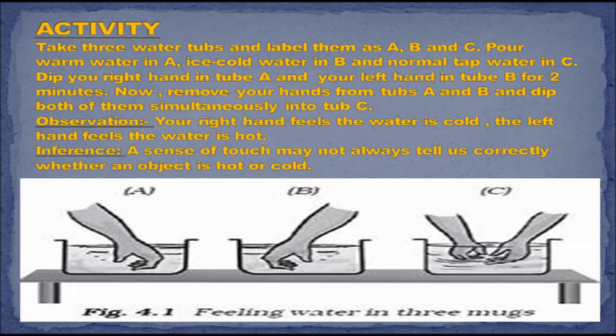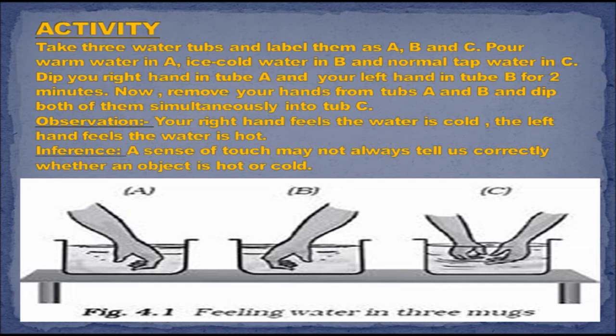Take three water tubs and label them A, B, and C. Pour warm water in A, ice cool water in B, and normal tap water in C. Dip your right hand in tub A and your left hand in tub B for 2 minutes.